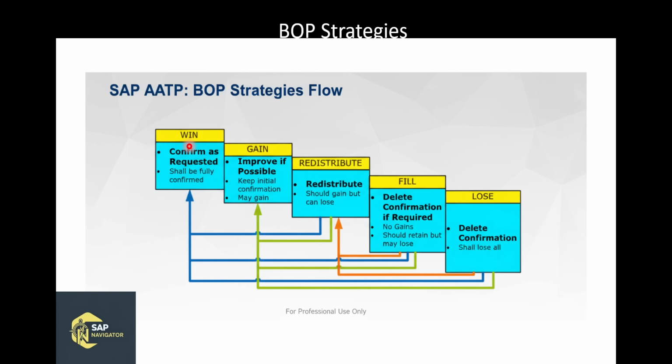First, let me discuss the win category. Win category orders, like confirm as requested, shall be fully confirmed, which means regardless of the requirement, it will always win the quantity. Let's say a customer places an order for 80 quantity, and out of 80, 0 is confirmed. But once you run the BOP run, the sales order comes under win. Then the system will try to confirm all 80 quantity. It will either confirm the full 80 or fail. If it is unable to confirm 80, then it will fail. That's why it always tries to confirm the entire quantity.